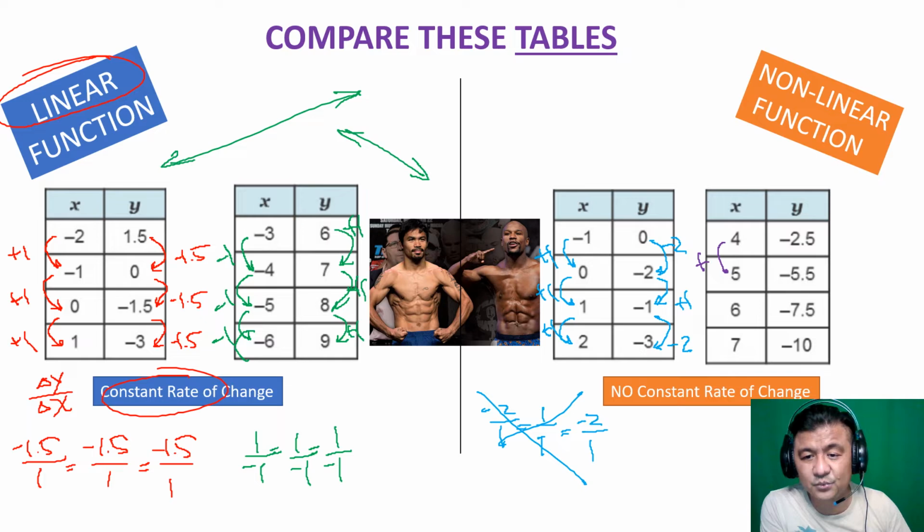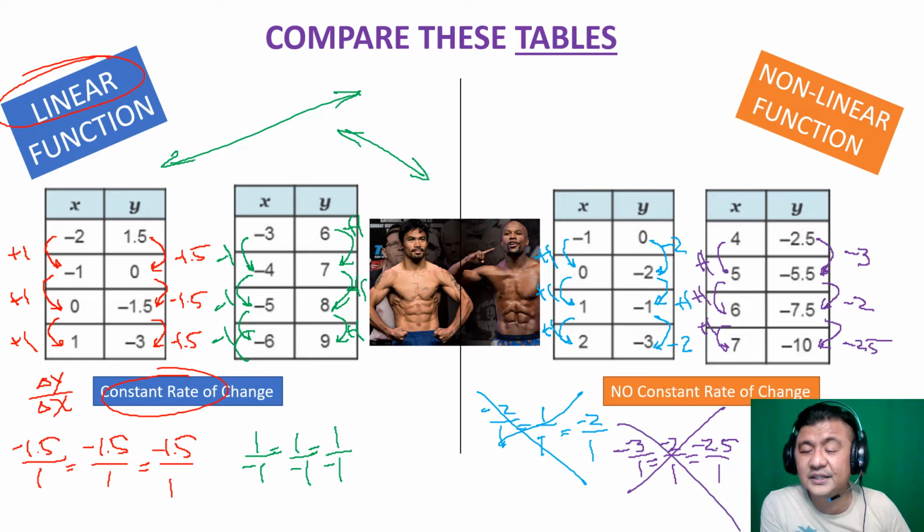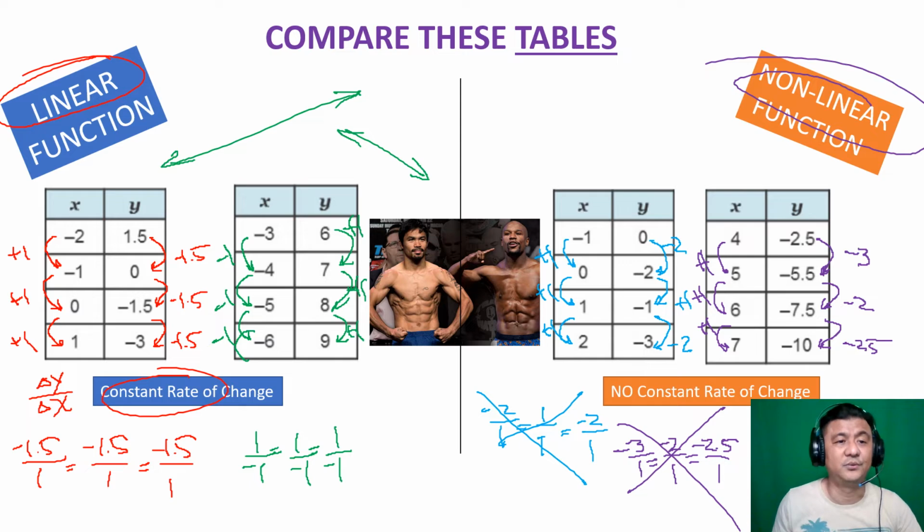Now, this change is plus 1. Okay, plus 1. This is plus 1. No problem here. How about here? Negative 2.5 to negative 5.5 is minus 3. How about 5 to 7.5? Yes, it is minus 2. How about this one to that? 7.5 to 10? Minus 2.5. If you write down those rates of change, that's a negative 3 over 1. That's a negative 2 over 1. That's a negative 2.5 over 1. Are they equal? No, they're not. Therefore, it is not a straight line. So, non-linear. Just by looking at the tables, you will already know.